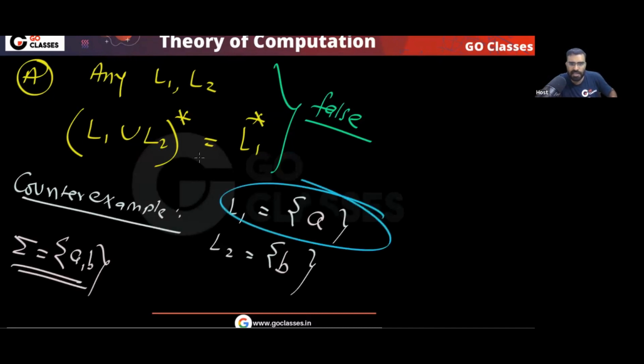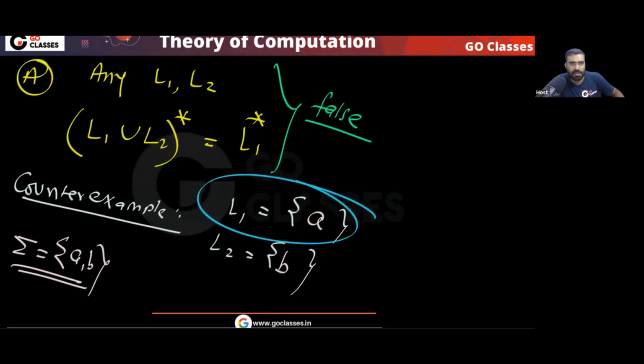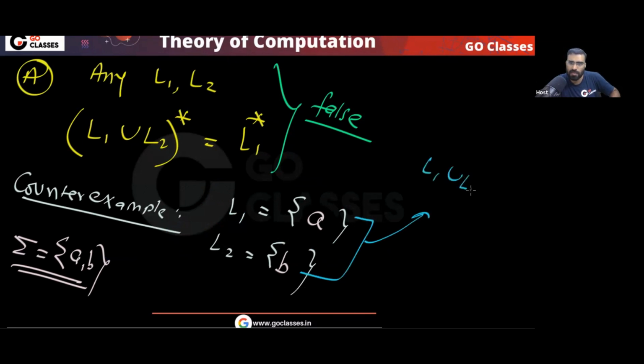You tell me, is this a language over this sigma? L1. Can I say L1 is a language over this sigma? Yes. In this language, you have one string, that is A. In L2, you have one string, that is B. So tell me what is your (L1 union L2) whole star? That will be sigma star, right? And tell me what will be L1 star? That will be your A star.